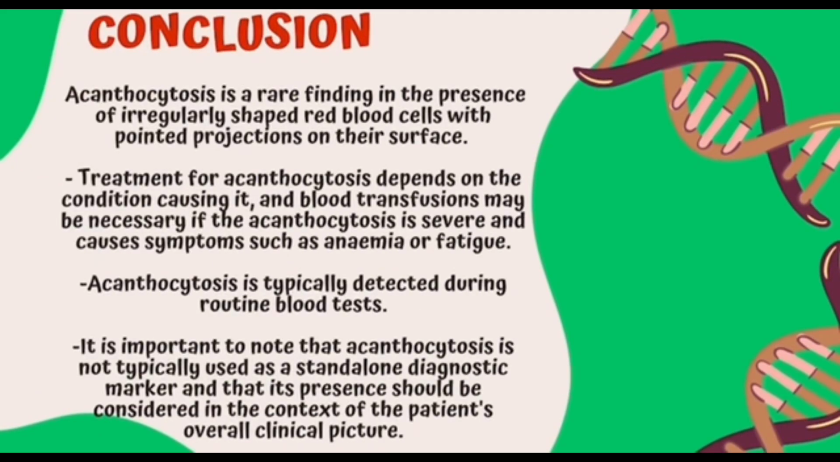For the conclusion, acanthocytosis is rare, characterized by the presence of irregularly shaped red blood cells with pointed projections on their surface. Treatment for acanthocytosis depends on the condition causing it, and blood transfusions may be necessary if the acanthocytosis is severe and causes symptoms such as anemia or fatigue. Acanthocytosis is typically detected during routine blood tests. It is important to note that acanthocytosis is not typically used as a standalone diagnostic marker, and its presence should be considered in the context of the patient's overall clinical picture.